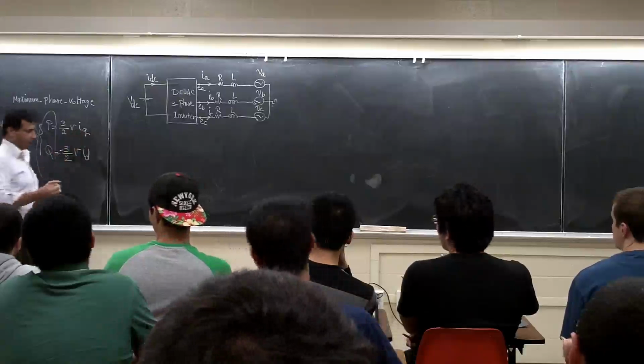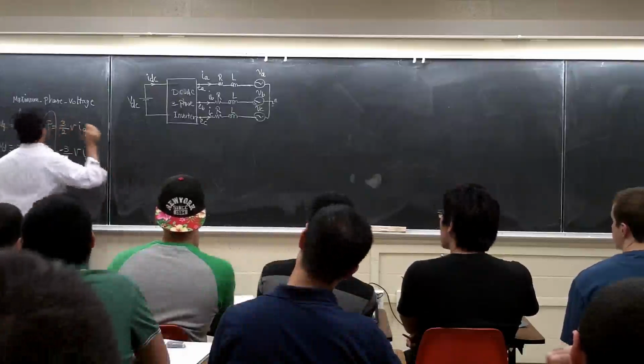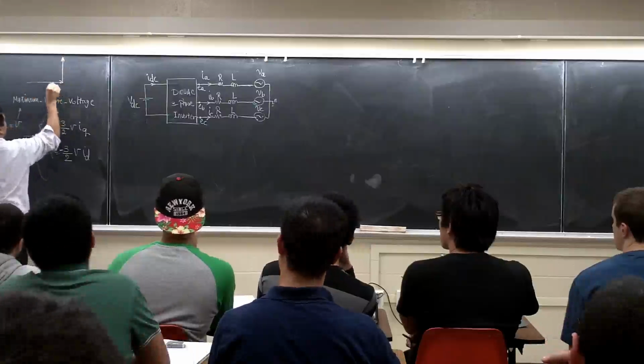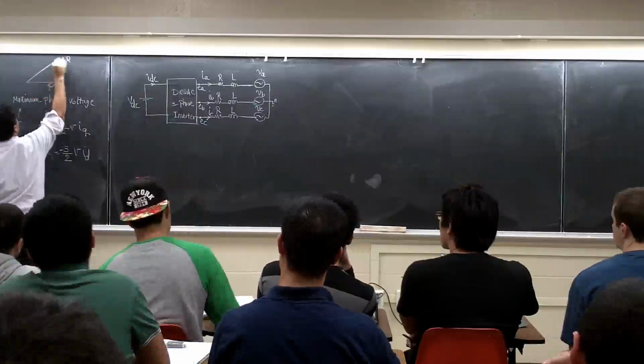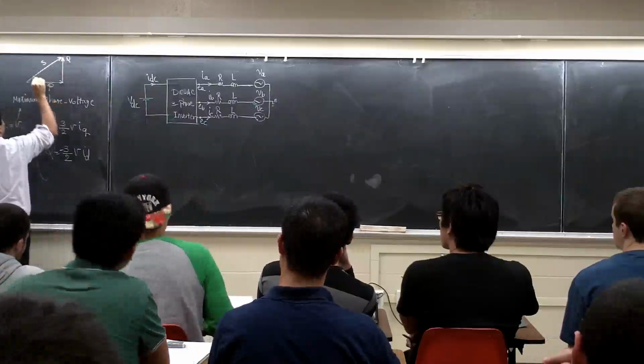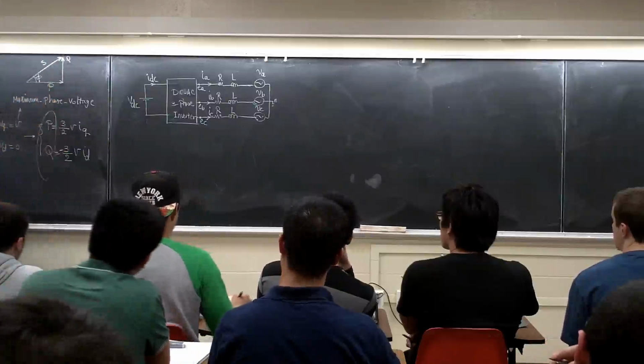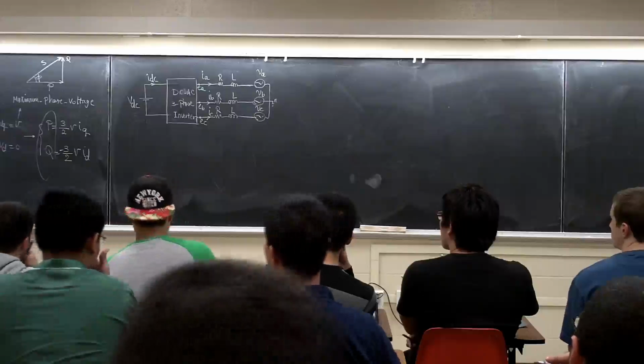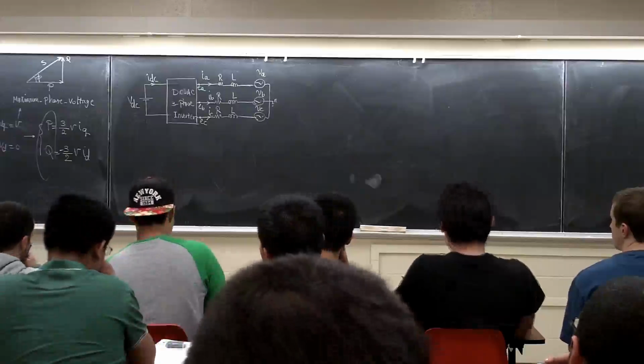Go back to the power triangle. I'm going to use it here. If you go back to the power triangle, this is the P, this is Q, this is S, this is phi, right? Q is reactive power. What can I do with Q?